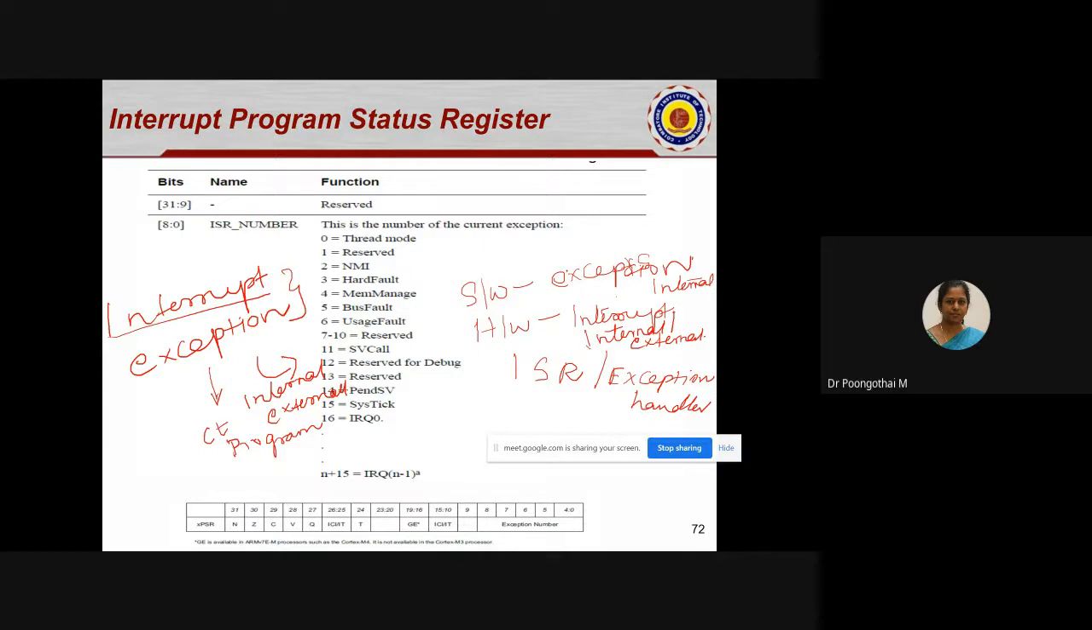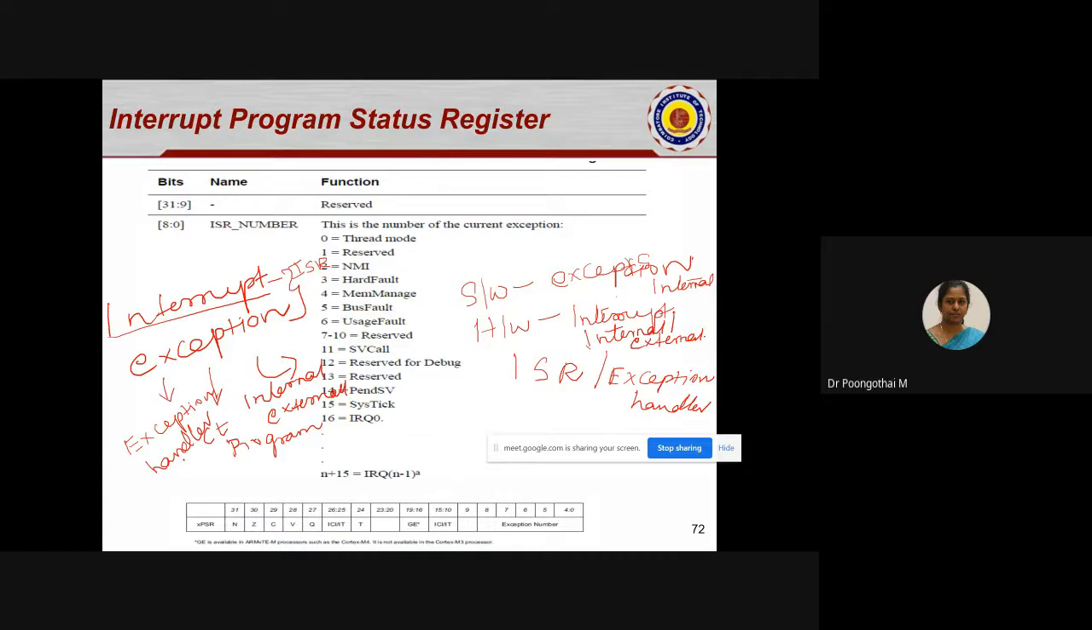Is that clear, students? Can you identify the difference between the terms interrupt and exception? Yes, ma'am. Okay. So this interrupt will be handled by the ISR, interrupt service routine, and your exception will be handled by the exception handler. It is very similar to your ISR.